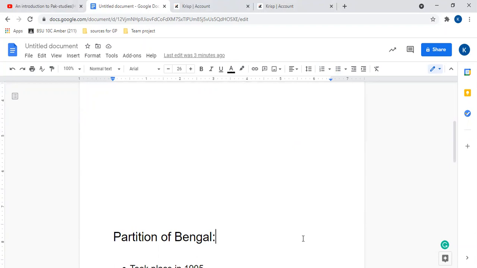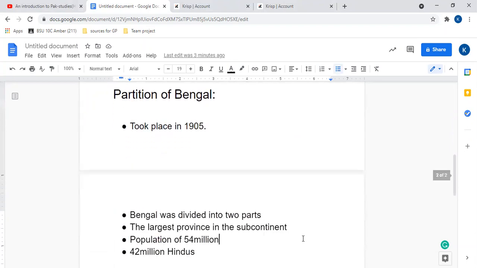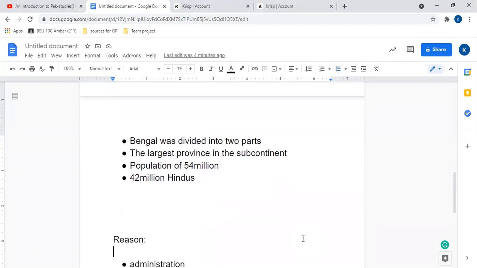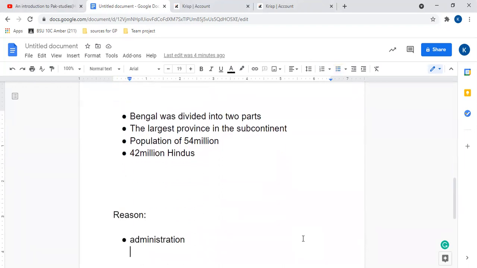The partition of Bengal happened in 1905, and basically the British divided Bengal into two parts. The main reason for this was that Bengal was the largest province in the subcontinent. It had a population of 54 million, and out of that, 42 million of the inhabitants were Hindus, and so the British were having administrative problems in running Bengal efficiently, and that is why they decided to partition it into two parts.